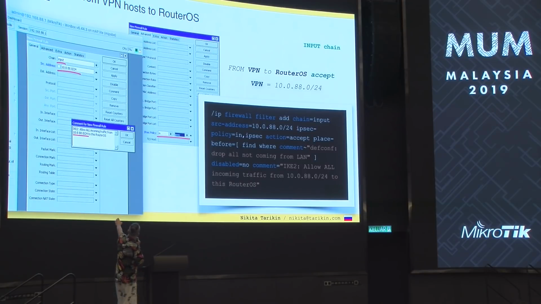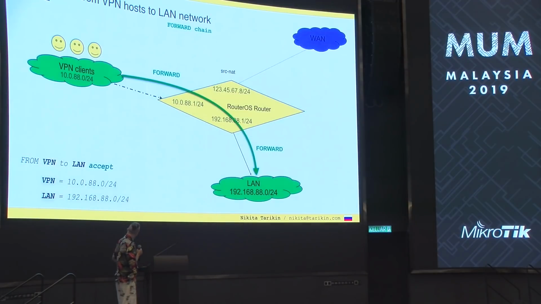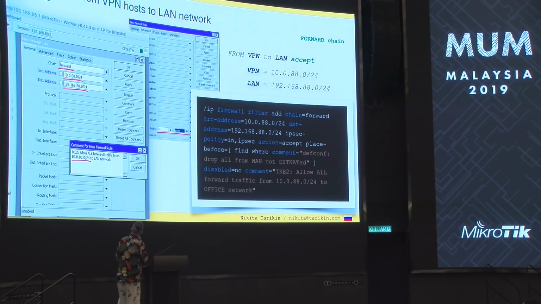So this is the comment: allow all incoming traffic from our VPN subnet to this router OS. So the next slide will be about forward traffic. So let's say we want our client to access our LAN. So we make this firewall rule.